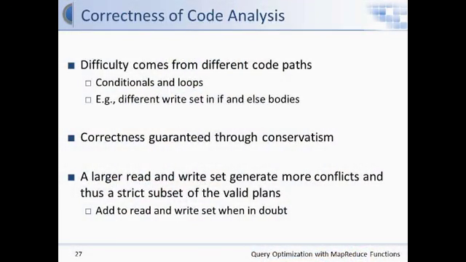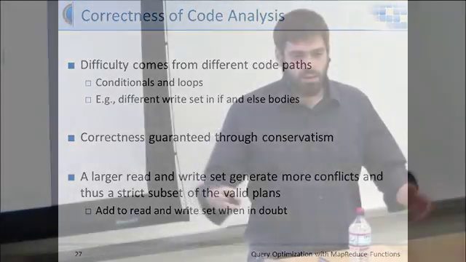In our case, we can prove that if these read sets and write sets are bigger than what they actually are, then we will get a subset of the correct plans, but all of these plans are correct. So we will lose on optimization opportunities, but we're guaranteed to be correct. The safe strategy here is, when in doubt, you always add an attribute to the read and write set, and you can get correct transformations.